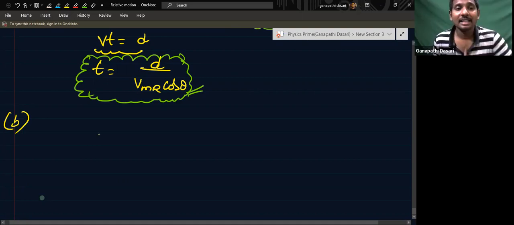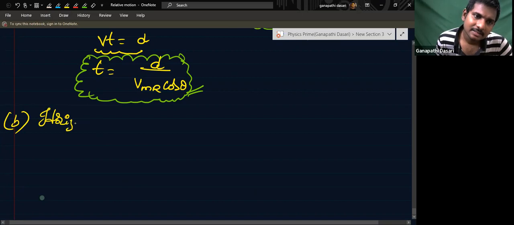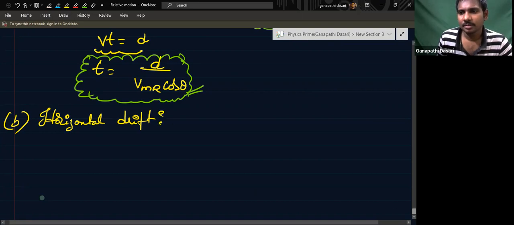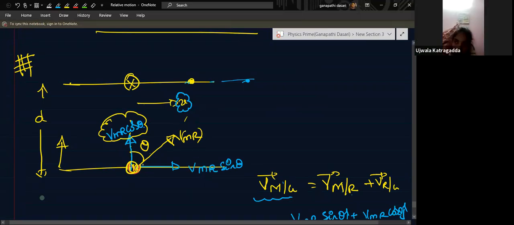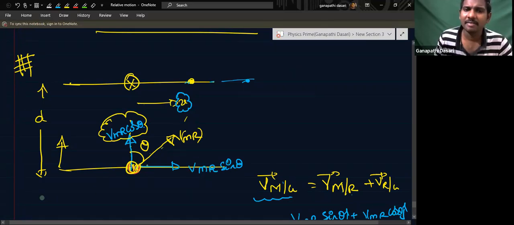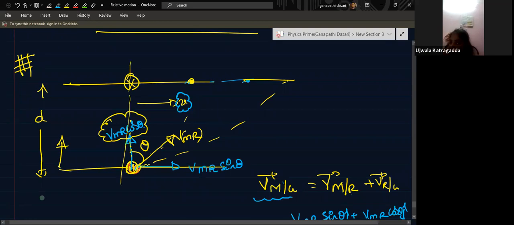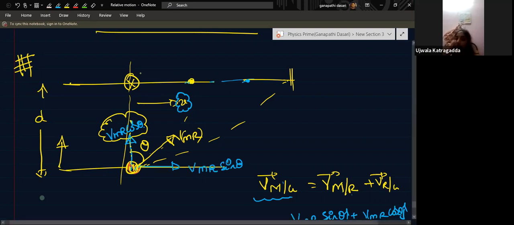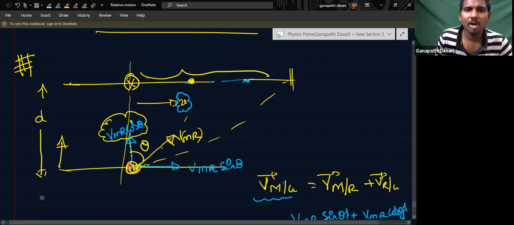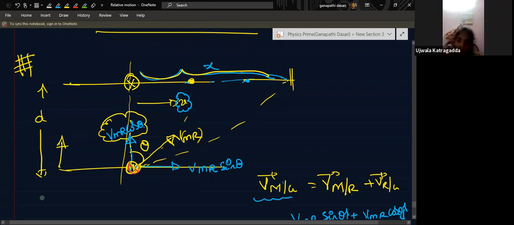B. Drift. Horizontal drift. Horizontal drift means what? The man is here, but even if he is projecting like this, where will he go? The man will go somewhere like this. That means he went horizontally, right? Now this is called horizontal drift. Which is responsible for horizontal drift?